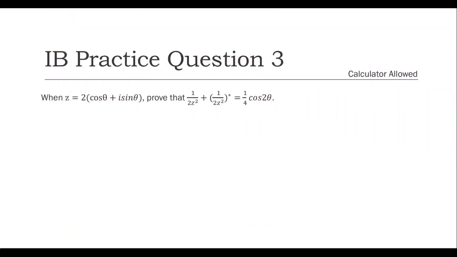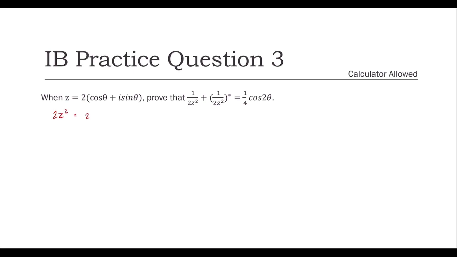So here's our third IB practice question. It says, when z equals 2 times the cosine of theta plus i sine theta, prove that 1 over 2z squared plus the conjugate of 1 over 2z squared equals 1/4 cosine of 2 theta. So let's start by figuring out what 2z squared is.